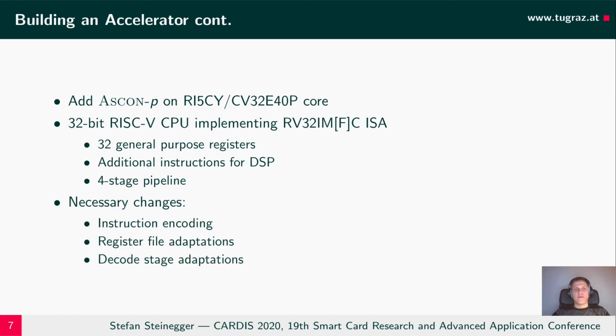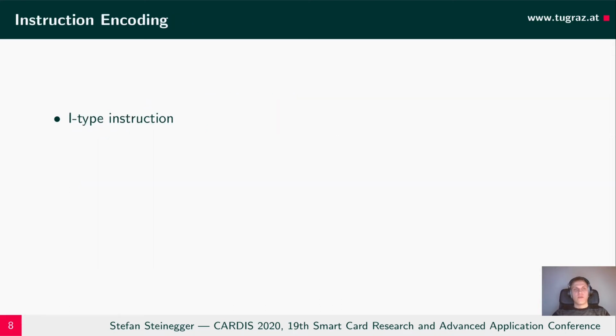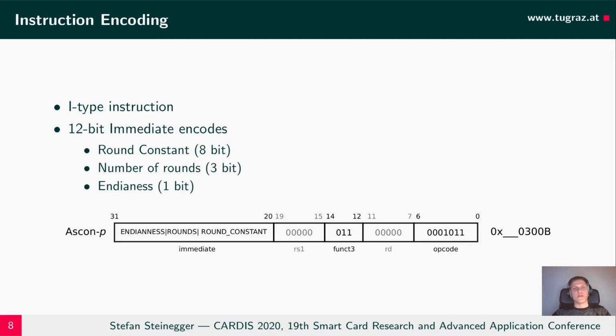So to add our accelerator, the necessary changes we need to do are to define an instruction encoding, do some small modifications to the register file, and also to the decode stage. So for the instruction encoding, we chose an I-type instruction, and the I-type instruction gives us a 12-bit immediate, and there we can encode the round constant using 8 bits, and also the number of rounds using 3 bits. And optionally, we can also specify the NDNS, so we can perform NDNS swaps, which can be done very efficiently in hardware and take a lot longer in software. The RS1 and RD fields of the instruction, as can be seen on the bottom, remain unused for our use case.